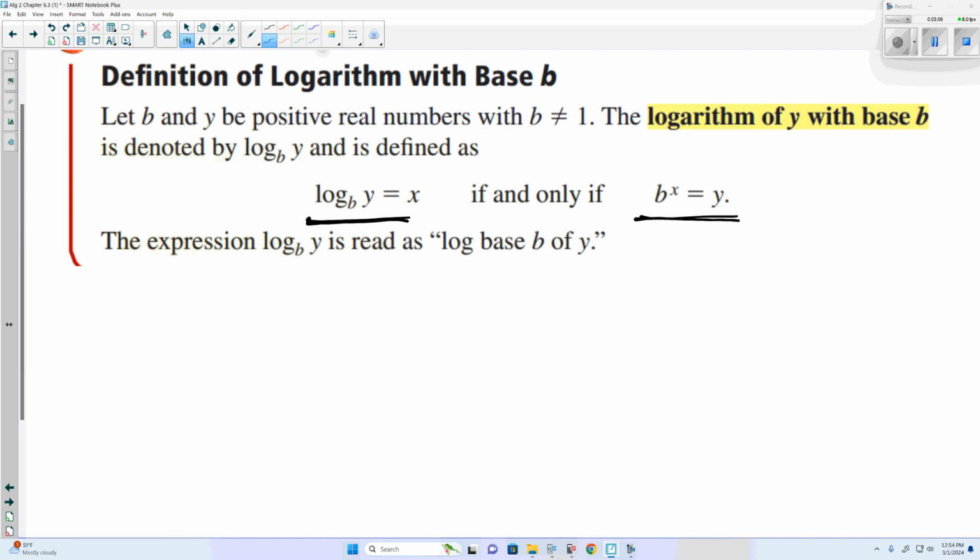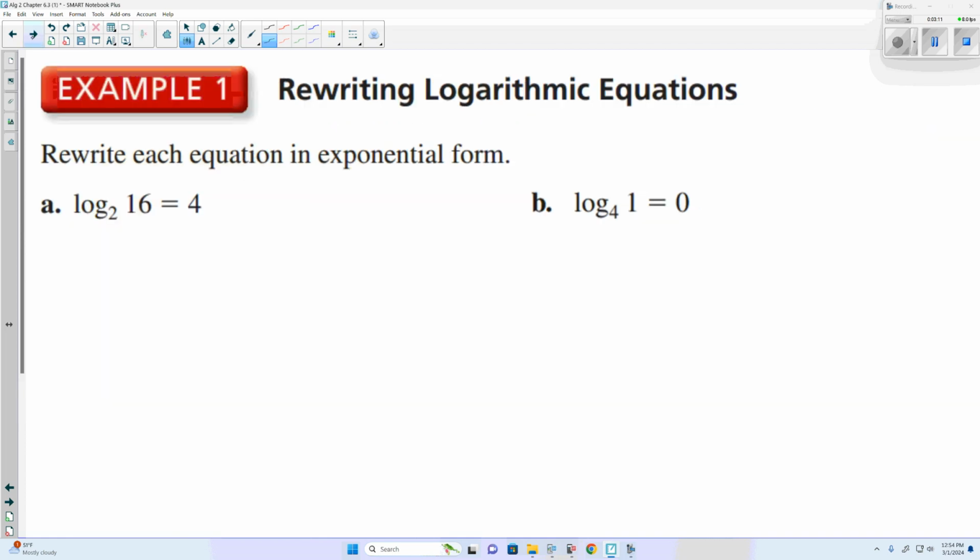Now, the first thing we're going to do with logarithms is rewrite from logarithmic form, log base b of y equals x, into exponential form, b to the x is equal to y. We're not going to have to do this on all of them, but I want to do this on the first few.